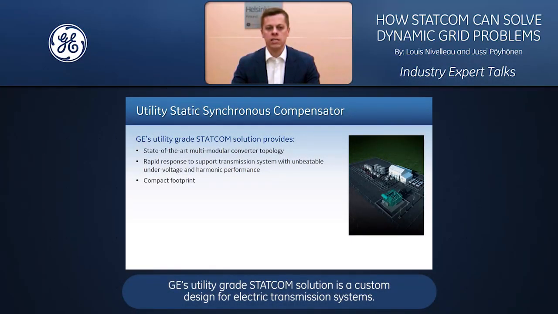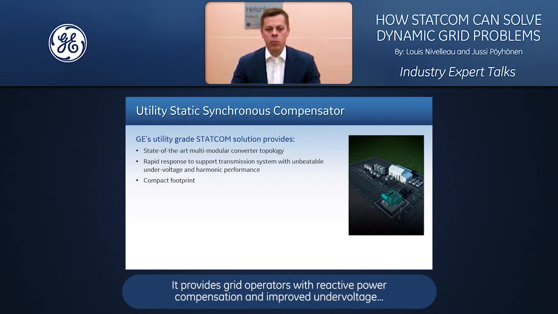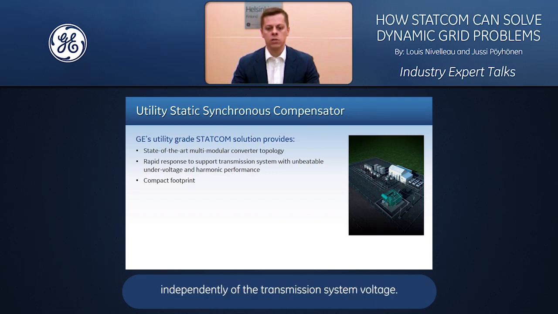GE's utility-grade Statcom solution is a custom design for electric transmission systems. Modern multimodular converter topology is reducing Statcom system losses while the response time is very fast. It provides grid operators with reactive power compensation and improved undervoltage performance, low harmonic current content, and a smaller footprint than traditional SVC solutions. A shunt-connected Statcom is able to generate capacitive or inductive current independently of the transmission system voltage.